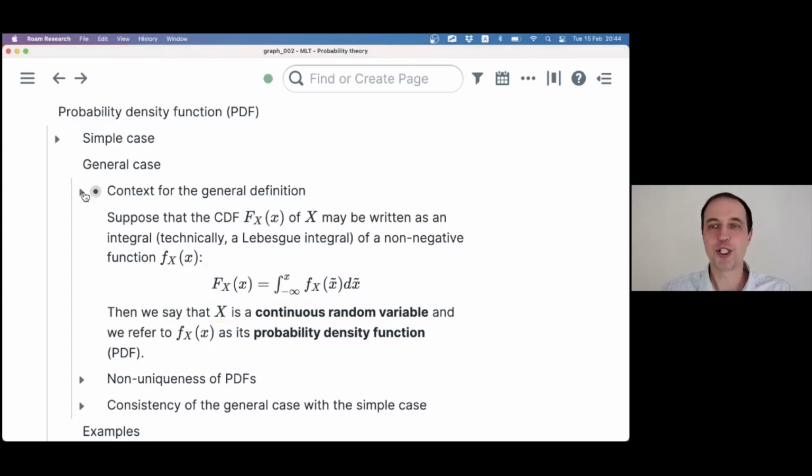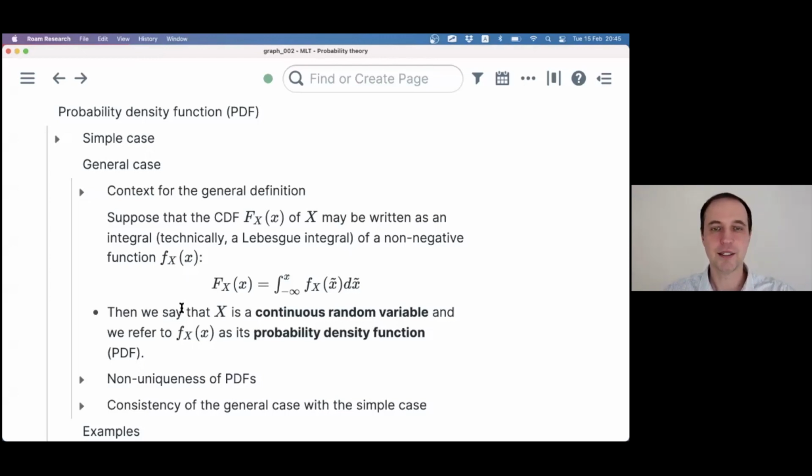If the CDF is an integral of something, then we say that this random variable x is a continuous random variable, or it's continuously distributed. And we say that little f is the probability density function. It's a bit more general definition, because maybe the CDF does not have a derivative at certain places. And that's actually perfectly fine with this definition.